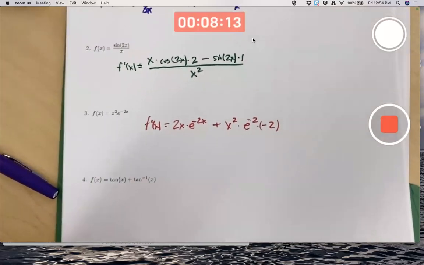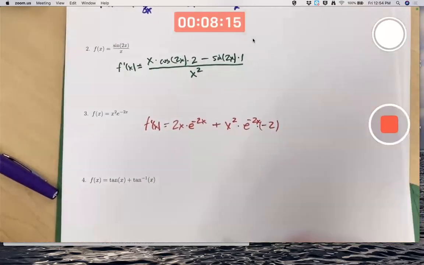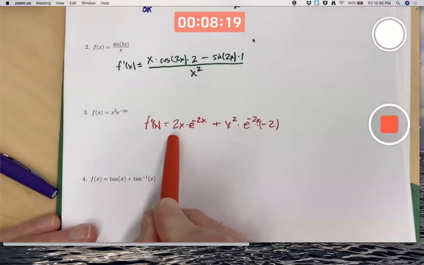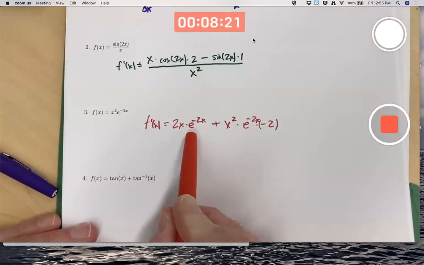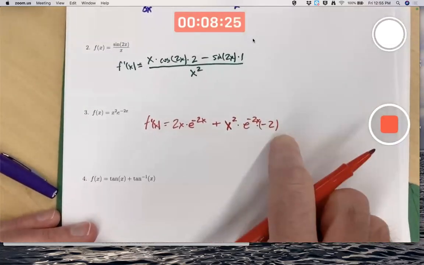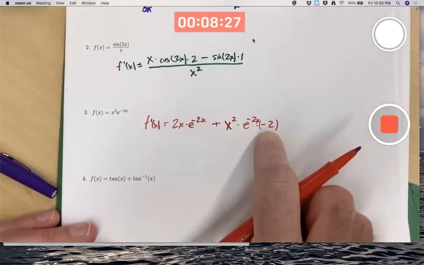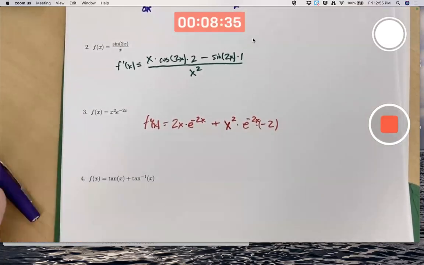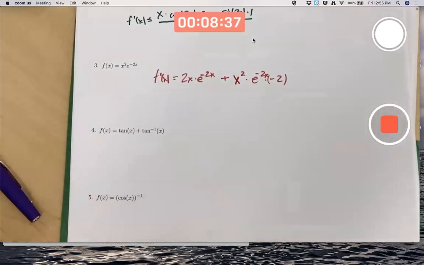Oops, I made a mistake in there. 2x. Derivative of the first times the second plus the first function, x squared, times the derivative of the second one, which I need the chain rule for. I need an extra factor of -2. You all good there too? Next one.